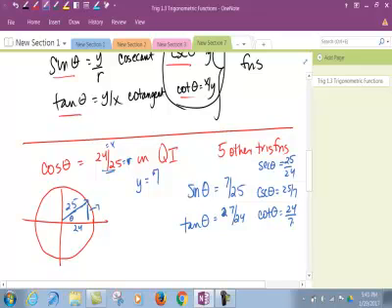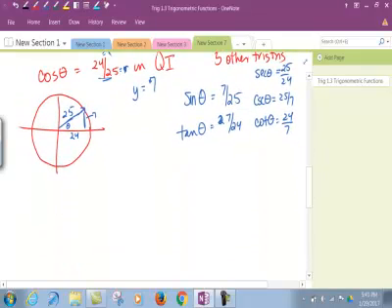All right, so those are the 6 trig functions. That's how we find them. Either I give you one and you find the other 5, or I give you the terminal point.